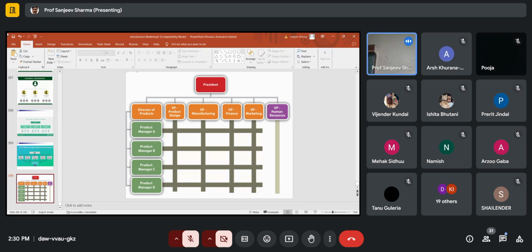We have a technique called proportionate stratified random sampling, PSRS. Proportionate stratified random sampling. Suppose I am surveying Chandigarh.